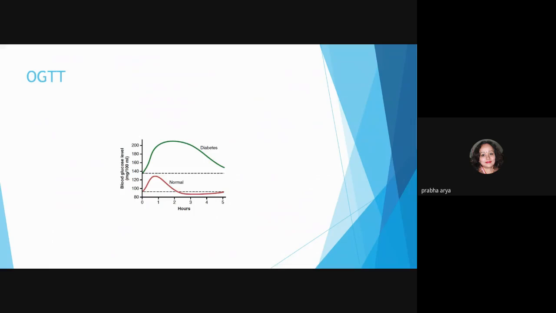So in normal people, when they take the glucose, their glucose concentration increases after 1 hour, and then it goes down after 2 hours. While in a diabetic patient, it is already high, and when they take the glucose, the concentration is even higher. And after 2 hours, it is not going down, it is almost at the same level, and it takes a lot of time to come down, and still it is a little higher than the normal blood glucose concentration.